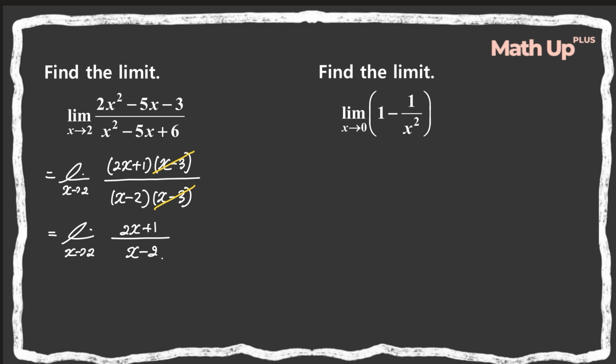Now, if we substitute 2 for x, then the denominator will be equal to 0, right? But not the numerator. This means that the function has a vertical asymptote at x equals 2, right?